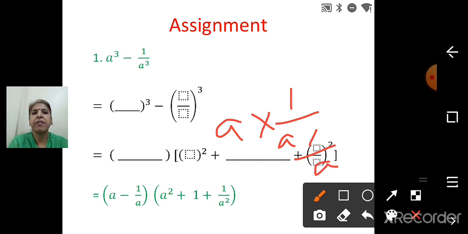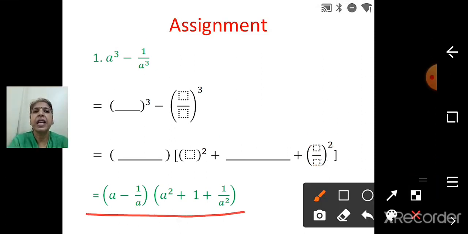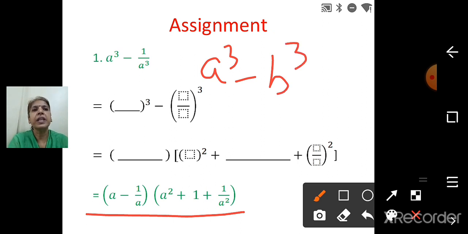Now we have to simplify. First bracket we have got a minus 1 upon a. Second one is a square, so it will come a square. Now here, children, you have to simplify. a divided by a, you will get plus 1, and 1 upon a the whole square, it is 1 upon a square. So this is the way you are going to find out. This is the answer you will be getting. And very important thing, children, you have to write the formula on which it is based. Substitute the values in the formula, simplify.